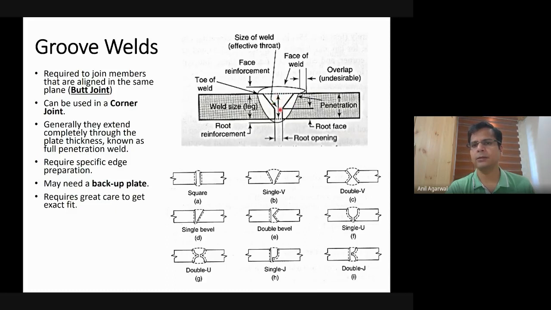You create this kind of V-shaped groove, and then you deposit the welding filler material into that groove, which will fuse properly with the base metal. Basically it is supposed to act as if the plate is homogeneous or monolithic. That is the purpose. So there is not much stress variation across the groove weld. That is the purpose of a groove weld. Generally the groove welds are of the type known as full penetration groove weld.